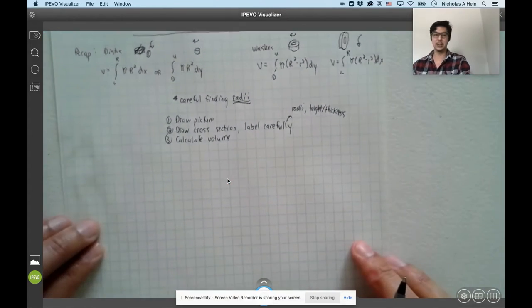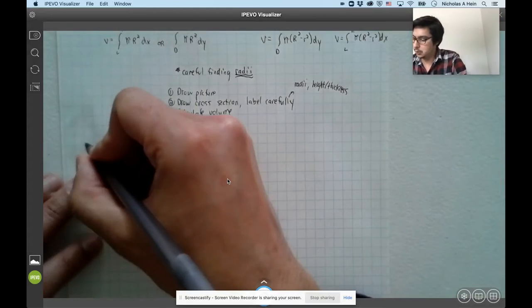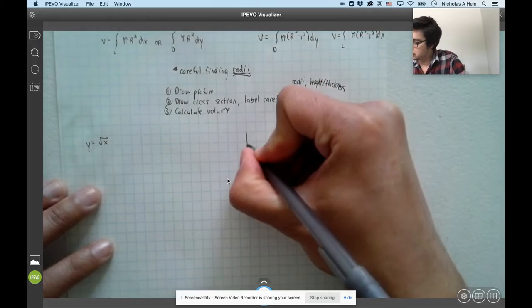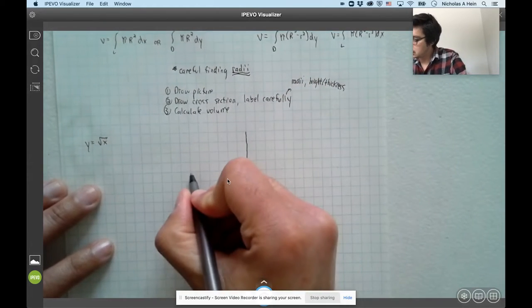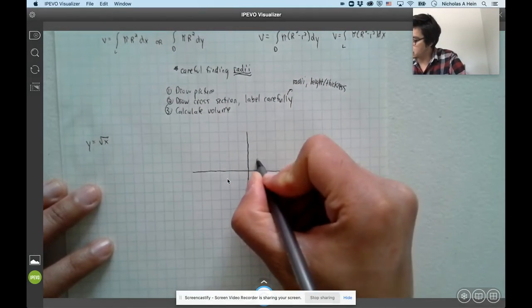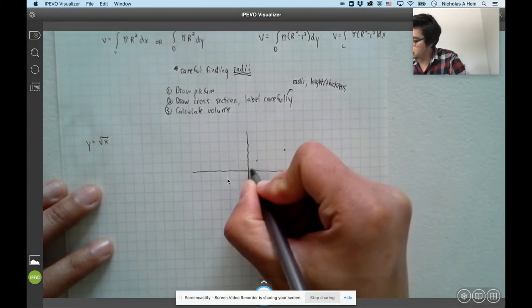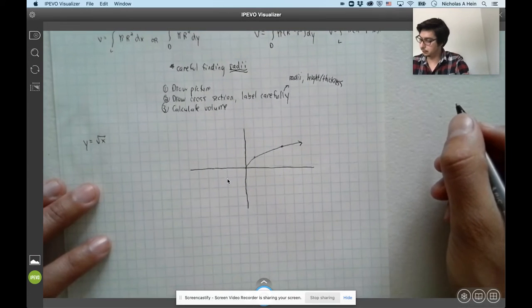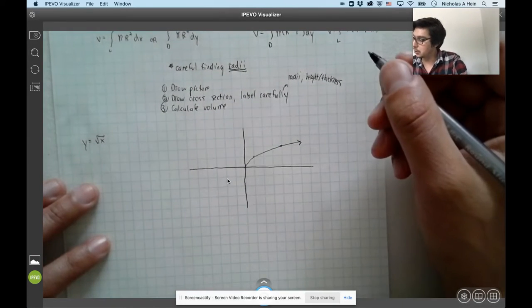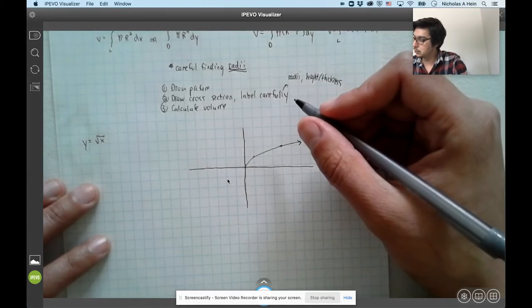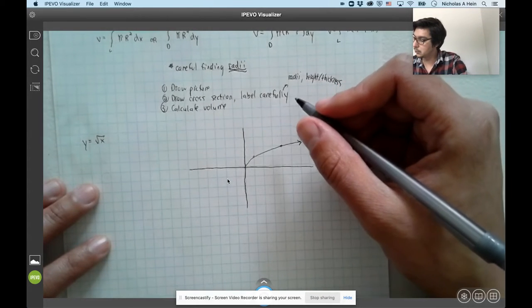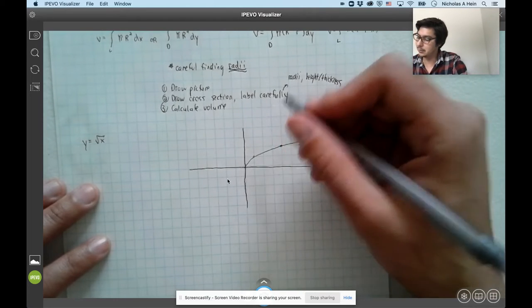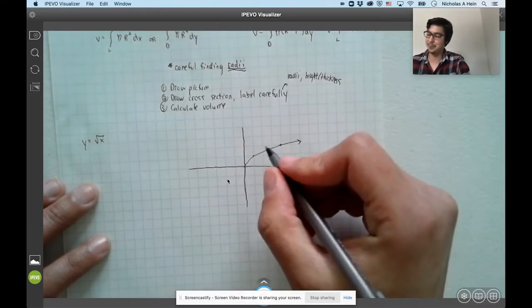So let's look at an example. Let's do the region bounded by y equals root x, and I'm going to see here. So y equals root x would be 1, 1, 2, 3, 4, up 2. Okay, let's just keep it simple.